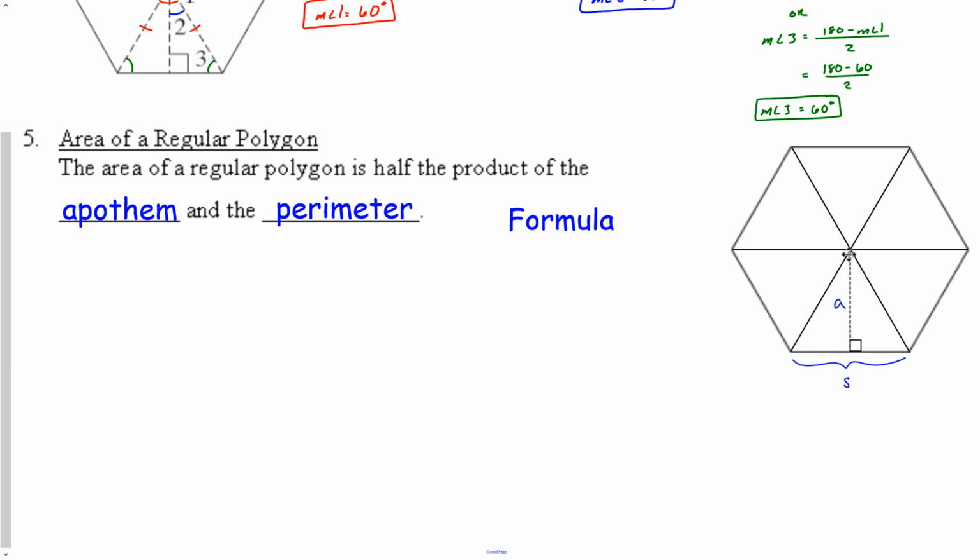And within that isosceles triangle, the height of that, the altitude, that is the apothem. And then the base of that triangle is the side length. So what a lot of textbooks use as the formula for the area of a regular polygon is to take half the product, meaning multiply, of the apothem and the perimeter. So the formula generally given looks like 1/2 A times P.